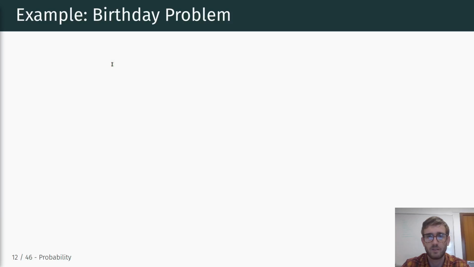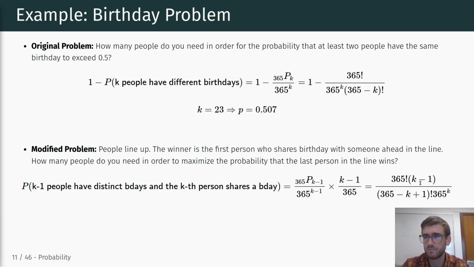So if we look at the original fraction, we have 365 factorial times k minus 1. And of course, if we take the logarithm of that, that's the log factorial of 365 plus the logarithm of k minus 1. And then we have for the denominator the logarithm of 365 minus k plus 1 factorial, and then k times 365, right?